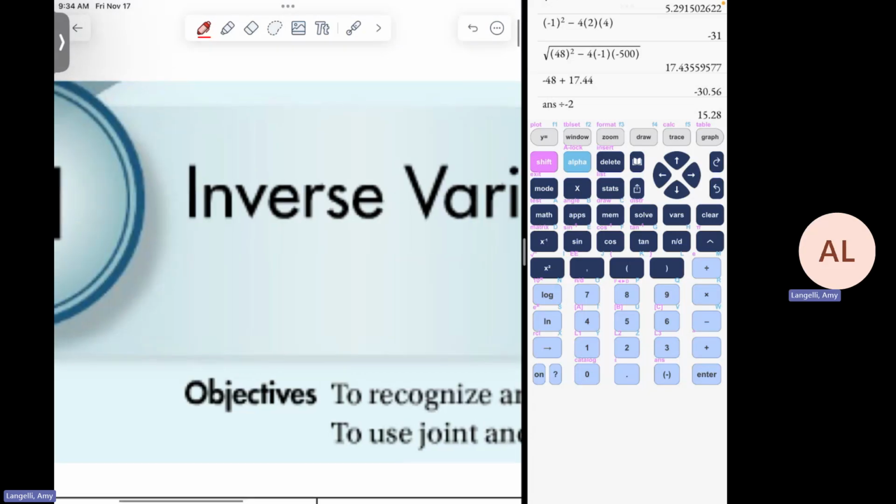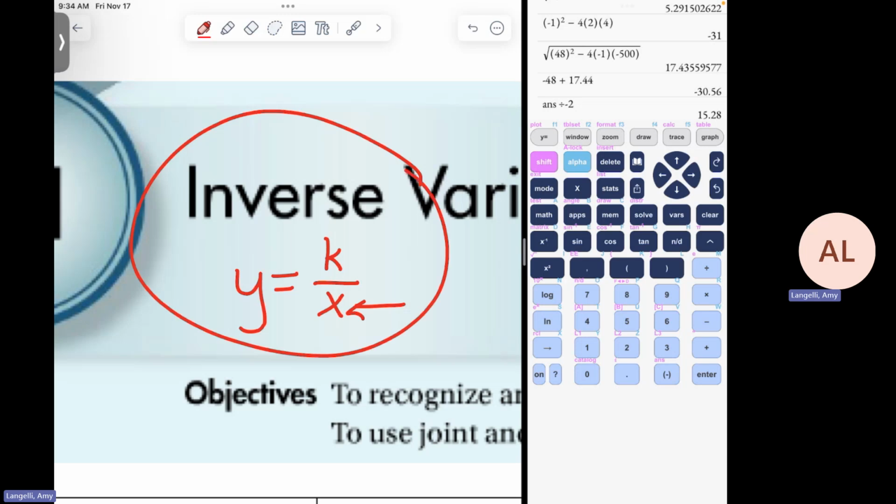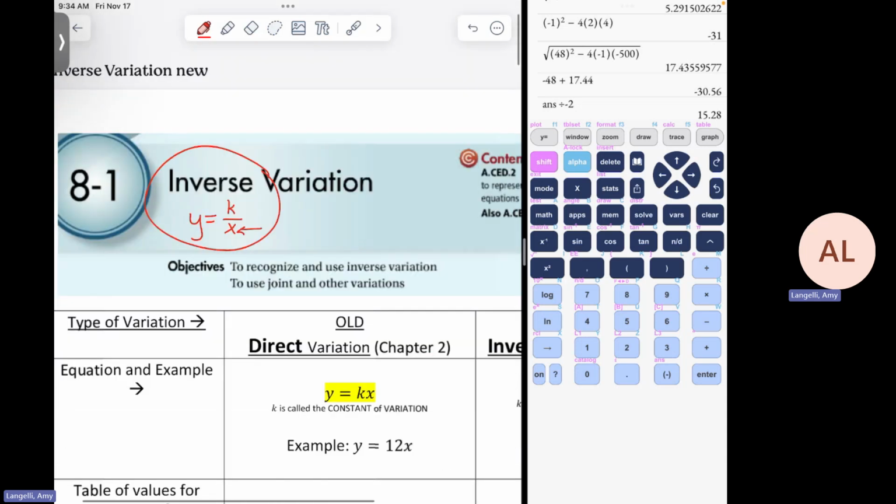So in chapter 8, we're going to talk about things called rational expressions. A rational expression just means that you have a fraction that has a whole bunch of x's in it. We start with the most basic type, and that's called inverse variation. The equation will be y equals k divided by x. Notice you have a denominator that has a variable in it. That makes it a rational expression, but it's a special rational expression that we call inverse variation.